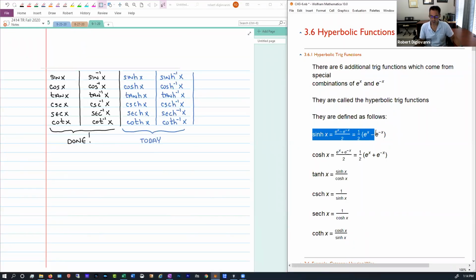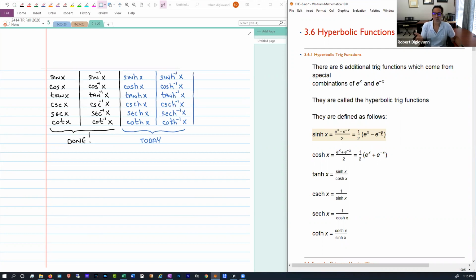We define sine hyperbolic. So it's the sine, S-I-N, with an h next to it, sine hyperbolic of x. We define it to be e to the x minus e to the negative x over 2. Or you could pull the 2 out as a 1/2, and it's 1/2 of e to the x minus e to the negative x. That is the definition of sine hyperbolic.